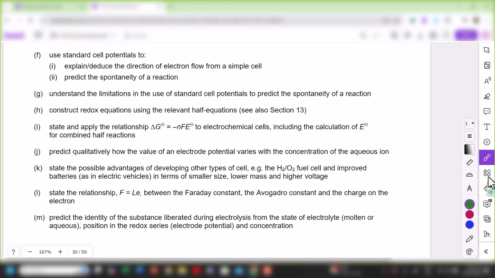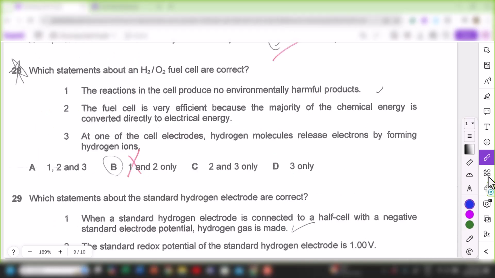It states possible advantages of developing other cells, for example the hydrogen oxygen fuel cell, to improve on batteries in terms of smaller size, low mass, higher voltage. Okay, so it's part of a recall question you learned.